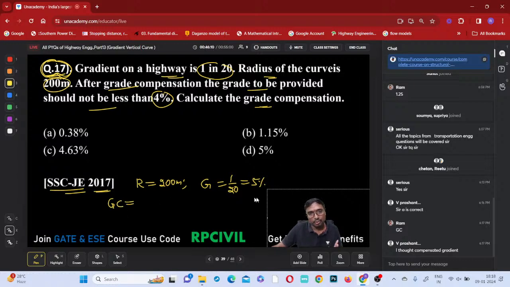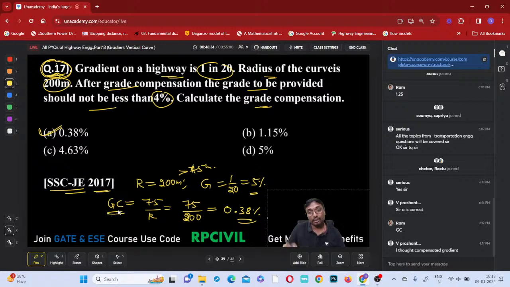Grade compensation is only asked, so it is greater than 75, greater than 45 meters means which formula we have to use? 75 by R only we have to use. So 75 by 200, right? What is 75 by 200? Approximately 0.38% only, no? Option A only will be the correct answer, right?